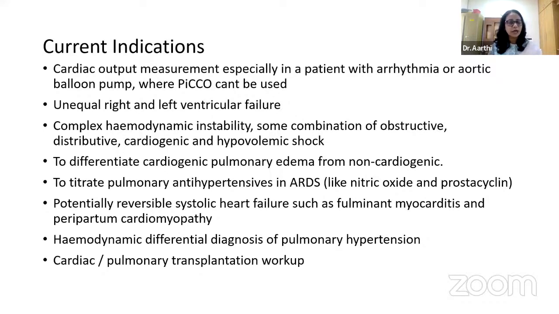And to differentiate between cardiogenic pulmonary edema and a non-cardiogenic cause, and also certain indications like titrating pulmonary antihypertensives in ARDS, where we use nitric oxide or prostacyclin for pulmonary vasodilatation, and also in scenarios where there is reversible systolic heart failure like myocarditis and peripartum cardiomyopathy, where these pulmonary artery catheters aid us in managing the hemodynamics of the patient, and also in the differential diagnosis of pulmonary hypertension, and also transplant workup for cardiac and pulmonary transplant patients.